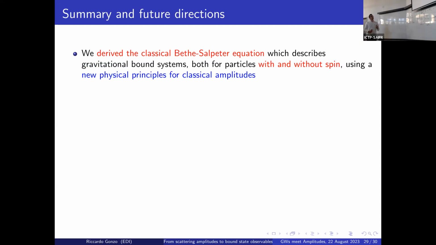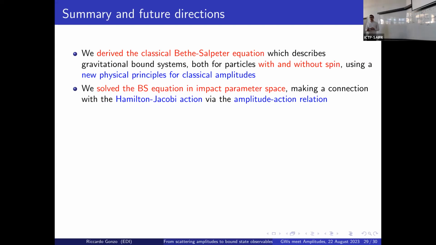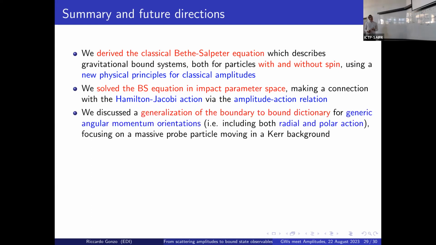So we derived the classical Liénard equation for gravitational bound systems for particles with and without spin, with this physical principle of basically symmetrization over exchanging of internal gravitons and external gravitons. We solve it in parameter space, and we relate it in a conservative case to the Jacobi action. We discuss the generalization of the B2B for generic moment orientations, where there is this precession effect, which includes both radial and polar action.